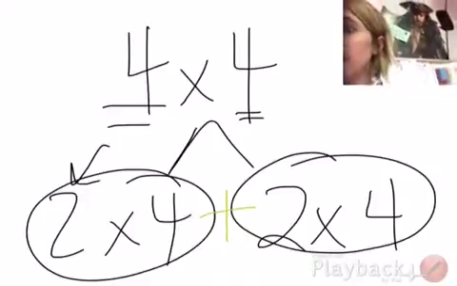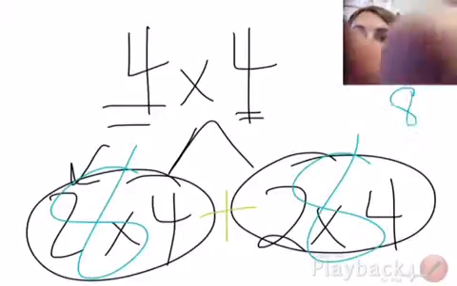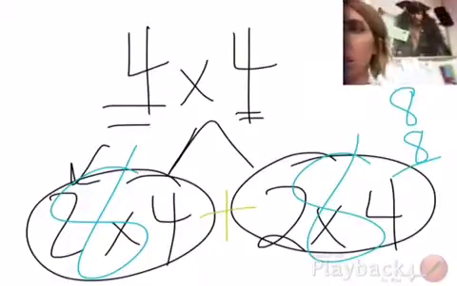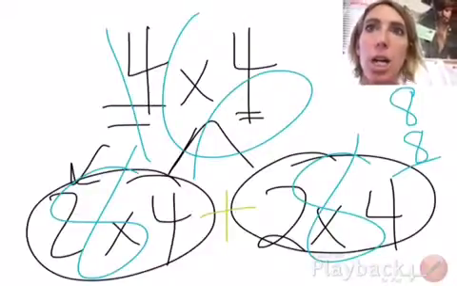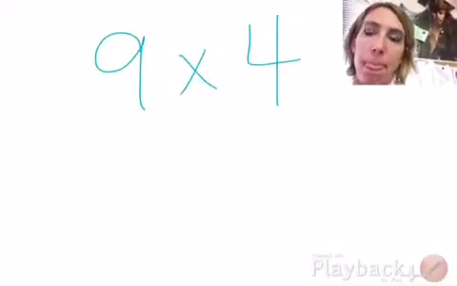That's nice, because 2 times 4, you know that one quickly. And 2 times 4 again. So we have another double of 8 and 8. The double. And we are at 16 for our product of 4 times 4. Let's try another. How about 9 times 4?